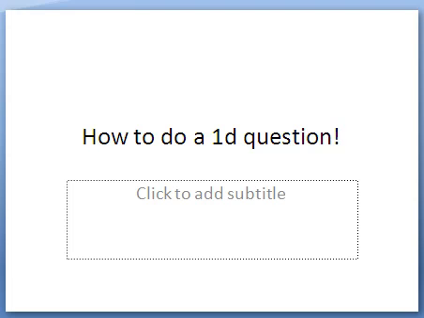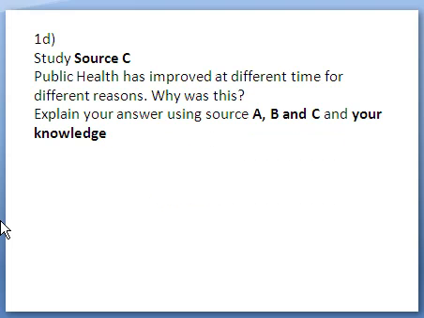So what I'm going to flash up first of all is what the actual 1D question is. Alright, so here's the question. Public health has improved at different times for different reasons. Why was this? Explain your answer using A, B, C and your own knowledge.